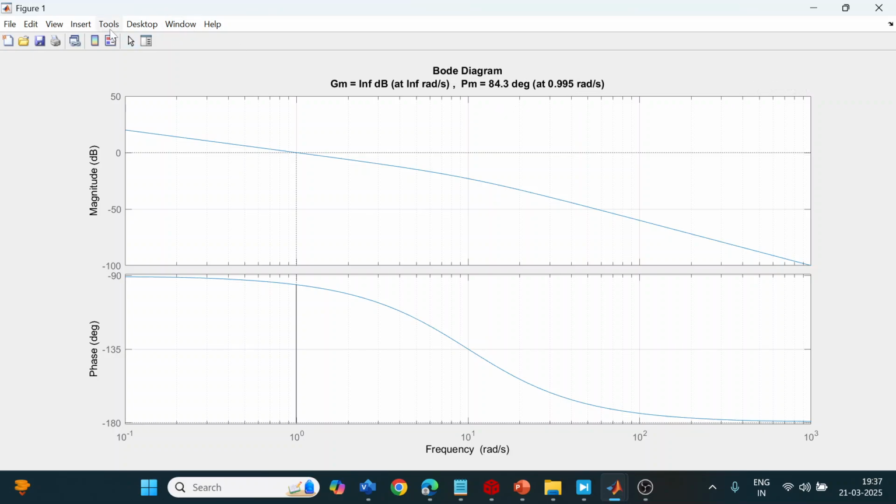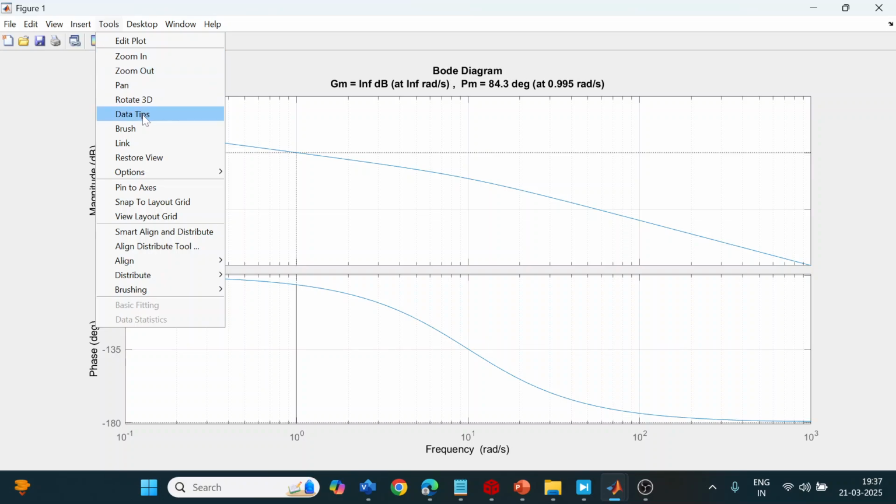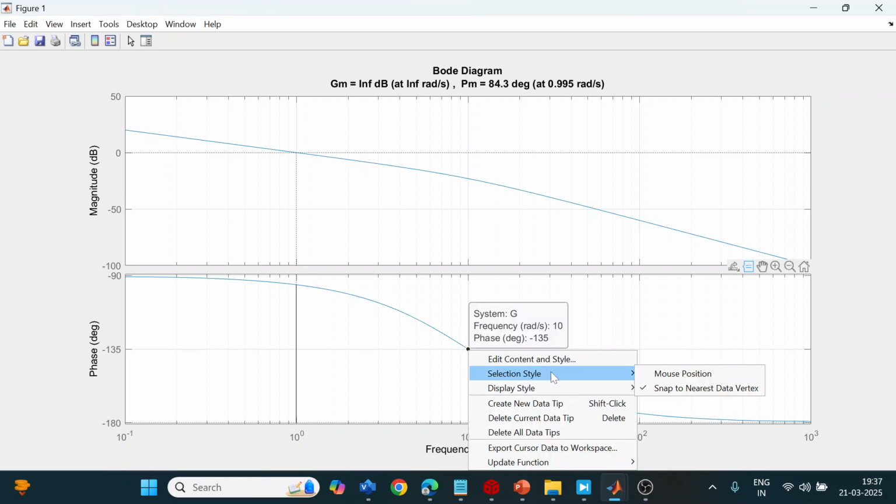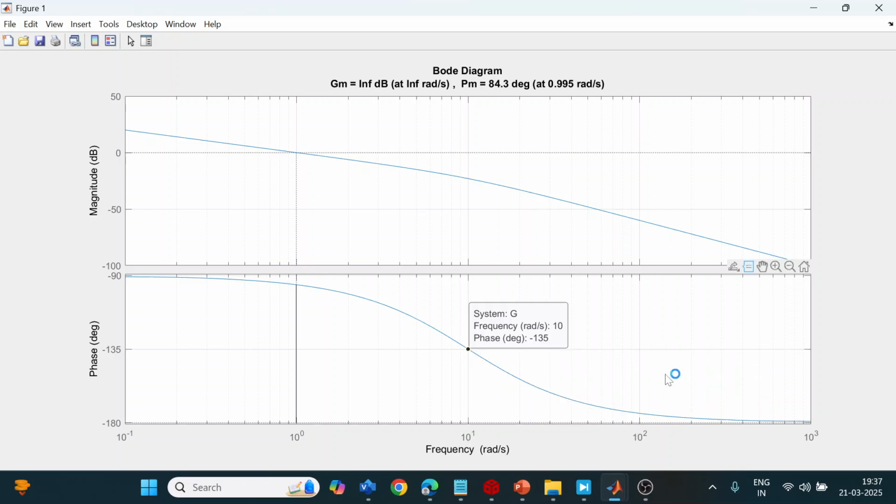So what you do, you go to the tools again, go to data tips. I'm just interested in the phase plot. In the phase plot, you click at any point. Then you right click, go to selection style, set to mouse position so that you can drag it easily, because I don't have a mouse. So you just go to that frequency, 0.995 radian per second. Now click here where that frequency is coming.